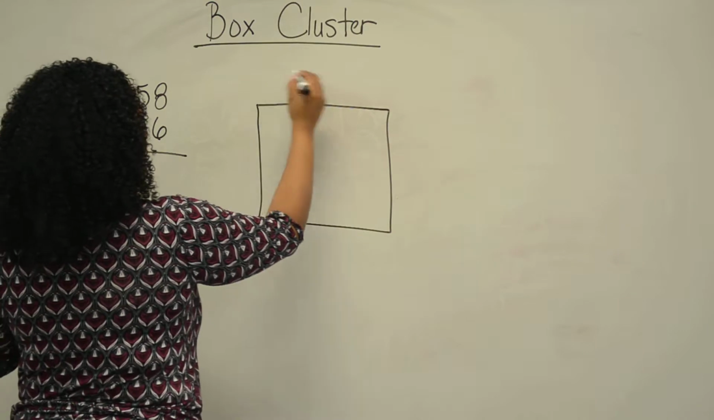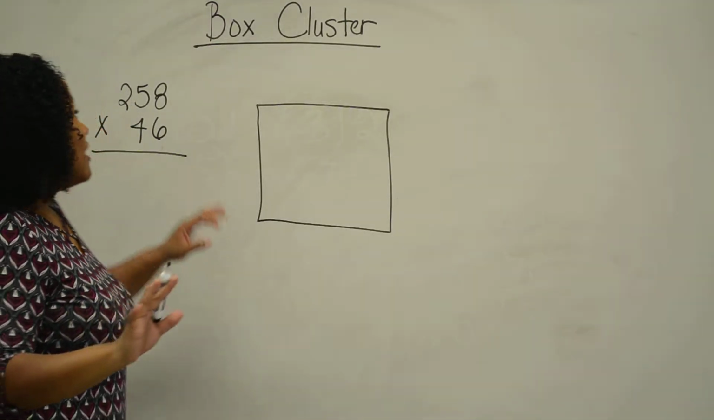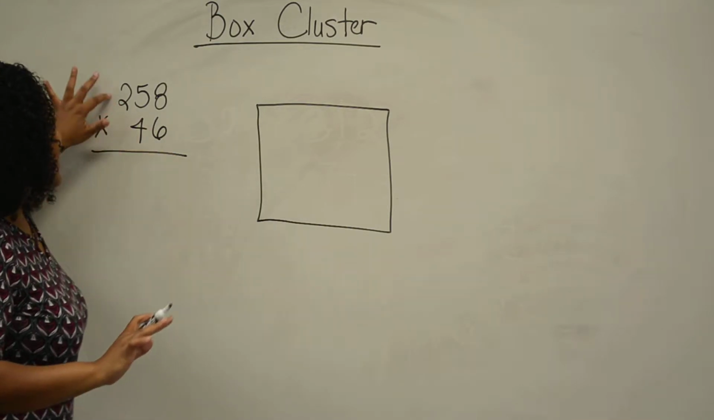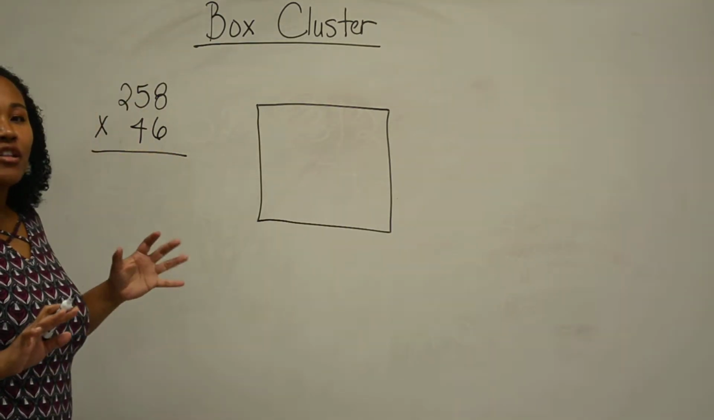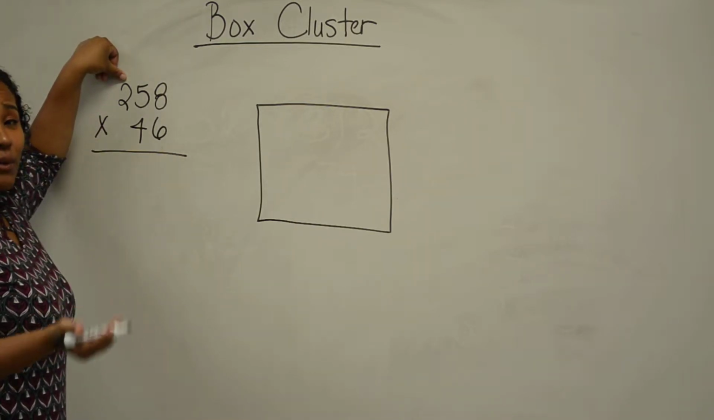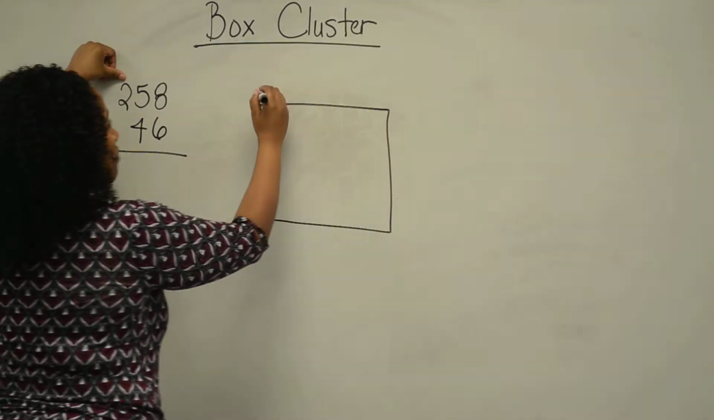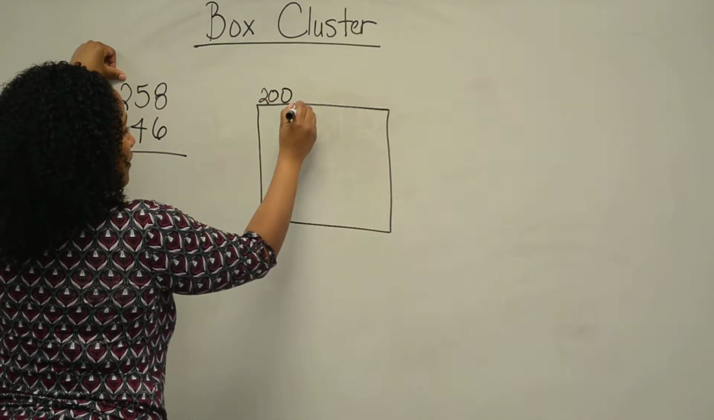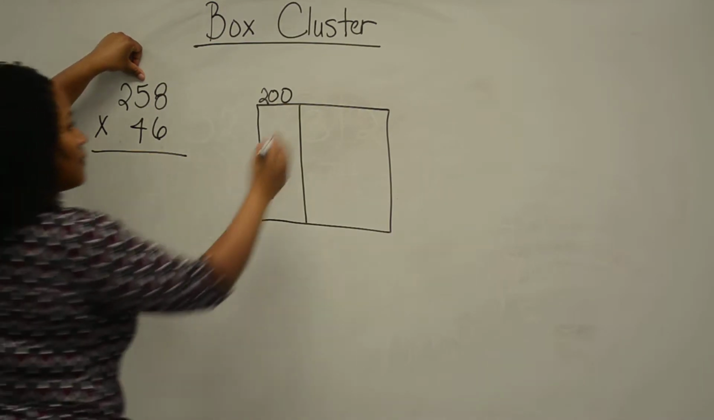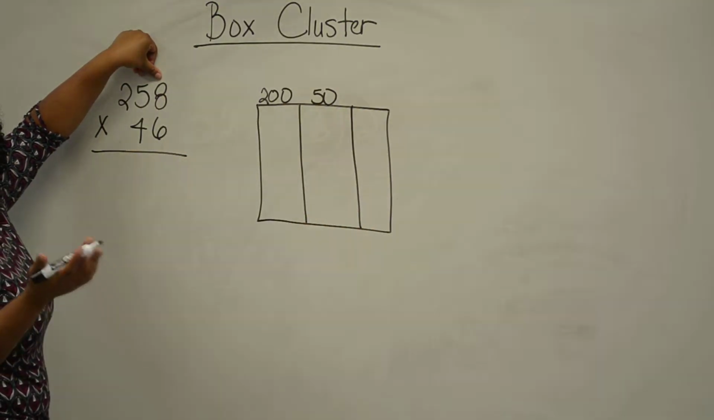I'm going to put my 258 up here, but this is where it's different than lattice, okay? This is where it's similar to partial product. So instead of just looking at each individual digit, we're going to now look at it in terms of place value. Yay! All right, so the 2 is in what place value? It's in the hundreds. So the 2 really represents 200. So that's what I'm going to put up here, 200. The 5 is in the tens place, so it represents a 50. And then we have the 8 in the ones place, so it represents an 8.